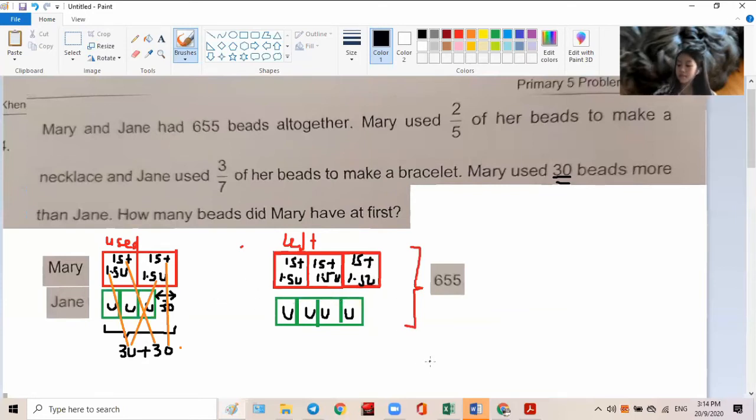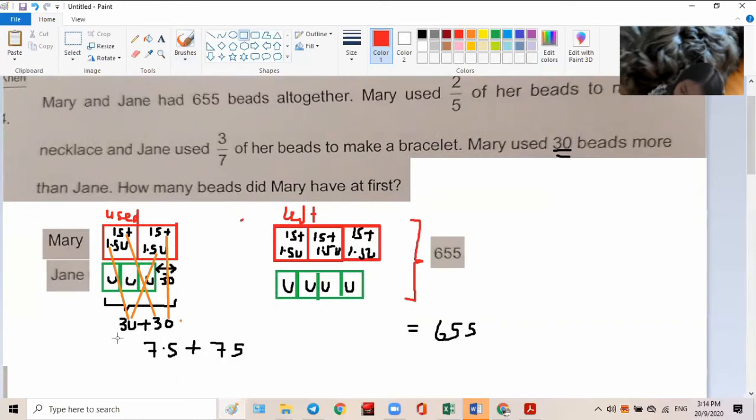So the original, can you see? 655 is equal to what? The right hand side is 655, but how many units do we have here? 1.5 plus 1.5 plus 1.5, 1.5, 1.5 is how much? 3, 6, 7.5 units. For the rate it is 7.5 units plus 15 times 5 is 75. Do you understand? This is the Mary one.